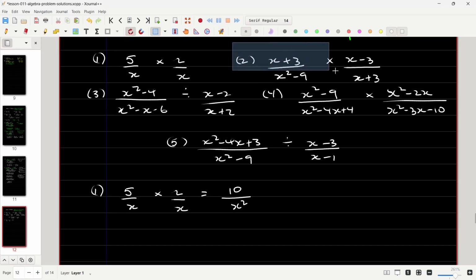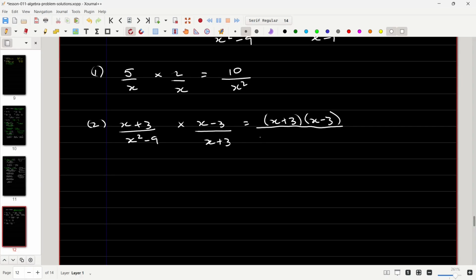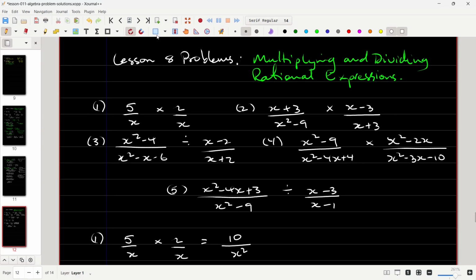All right, let's just do this one here. This one would be written as (x plus 3)(x minus 3), and dividing that by (x squared minus 9) into (x plus 3). We can simply cancel the common factors, and then we will end up with this, and I can factorize the denominator. I end up with x minus 3 divided by the denominator (x plus 3)(x minus 3), and then this will cancel with this, and I will get 1 over x plus 3. That's the answer. Let's go to number 3.